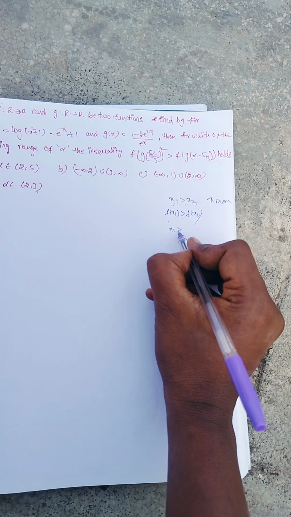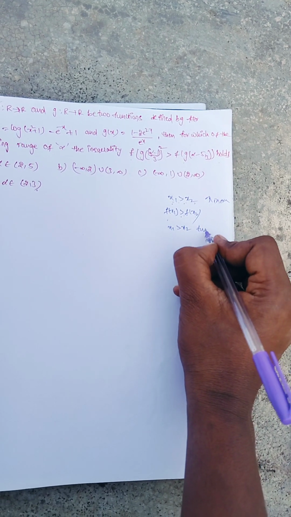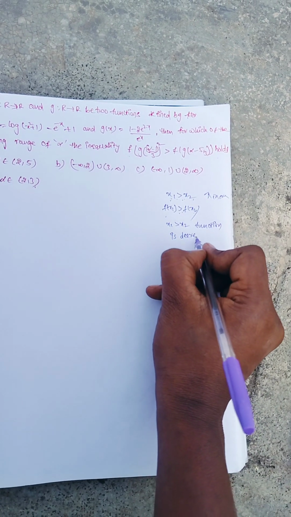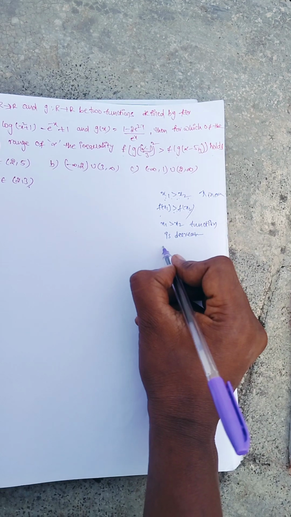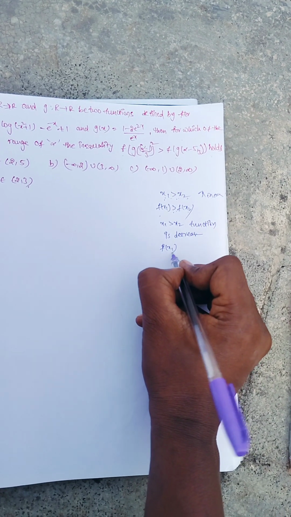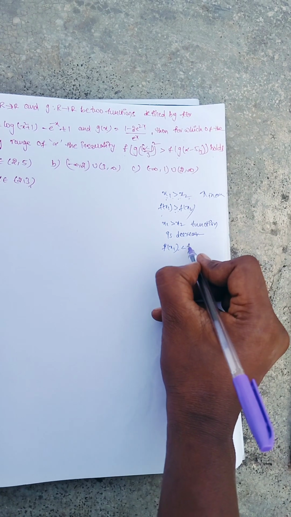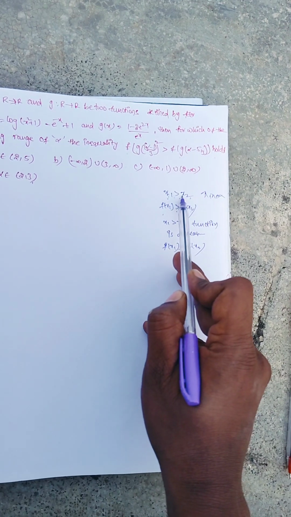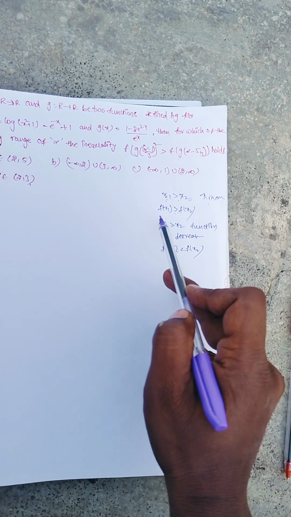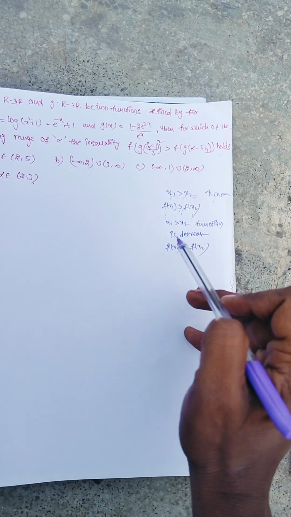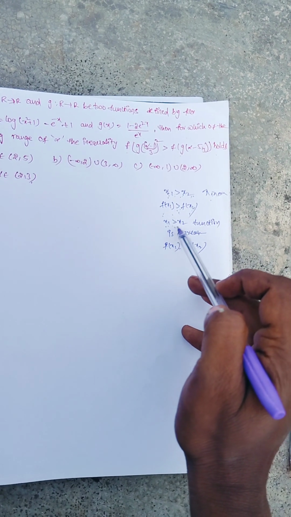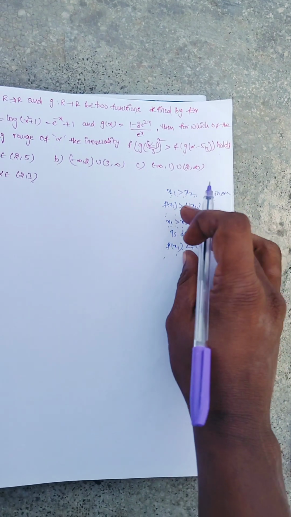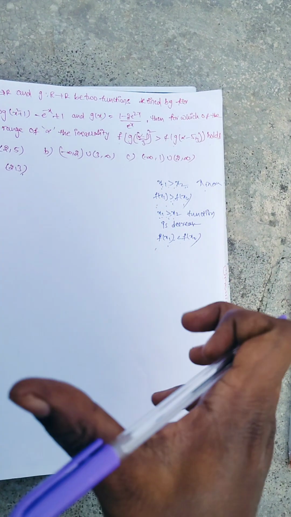For example, x1 is greater than x2 and the function is decreasing. Now the function is decreasing, so f of x1 is interchanged with f of x2. Increasing condition: x1 is greater than x2, the function is increasing, f of x1 is greater than f of x2. If the function is decreasing, x1 greater than x2, then f of x1 is less than f of x2, meaning the inequality is changed and interchanged.